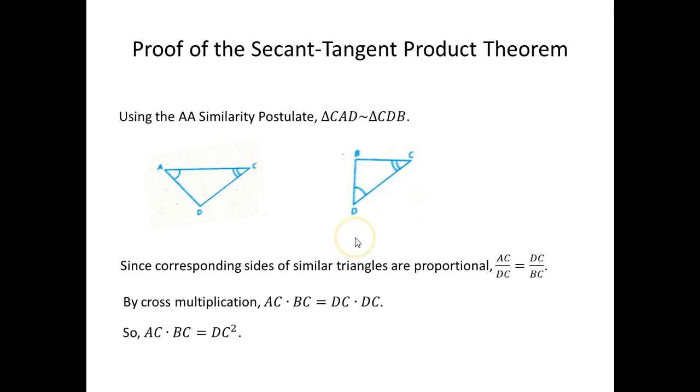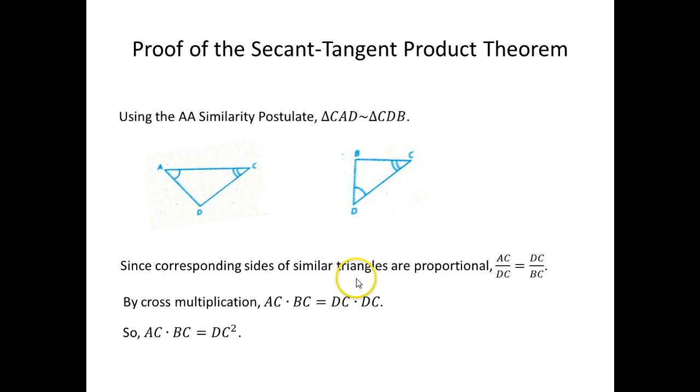Now, since these two triangles have two angles in common, I know that those two triangles have to be similar. So using the angle-angle similarity postulate, and basically taking these two triangles and separating them from the circle so it's easier to see, I know that triangle CAD is similar to triangle CDB.